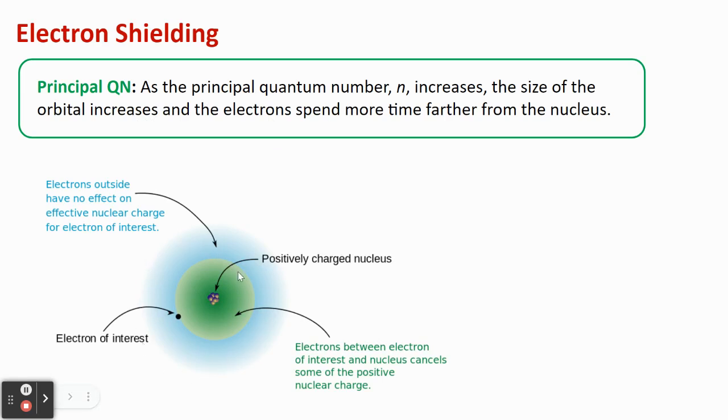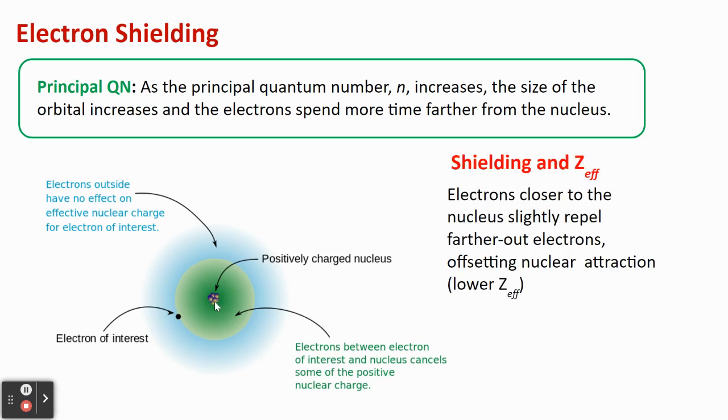So if we were to look at this model here, we've got our positive nucleus here, which contains the protons and the neutrons. And then we have this electron of interest here. Now, the electrons that are found outside the electron of interest are going to have no effect on the pull that this electron would have towards the nucleus. But the electrons in between the positive nucleus and the negative electron of interest will affect the attractive force between the two. We call this shielding.